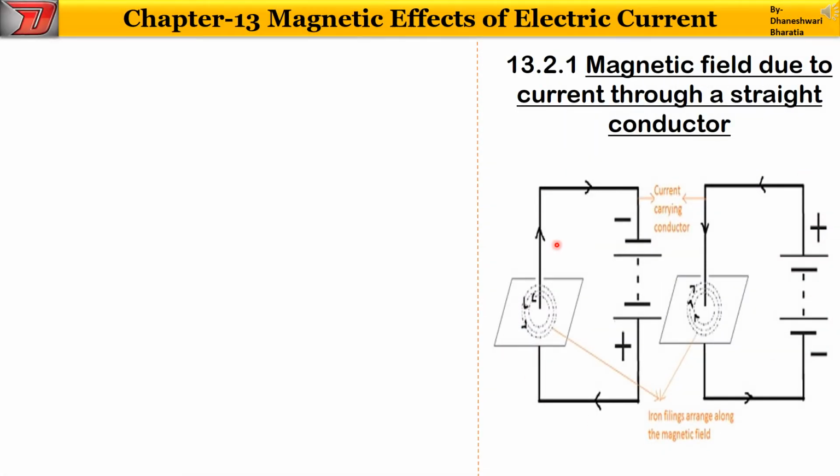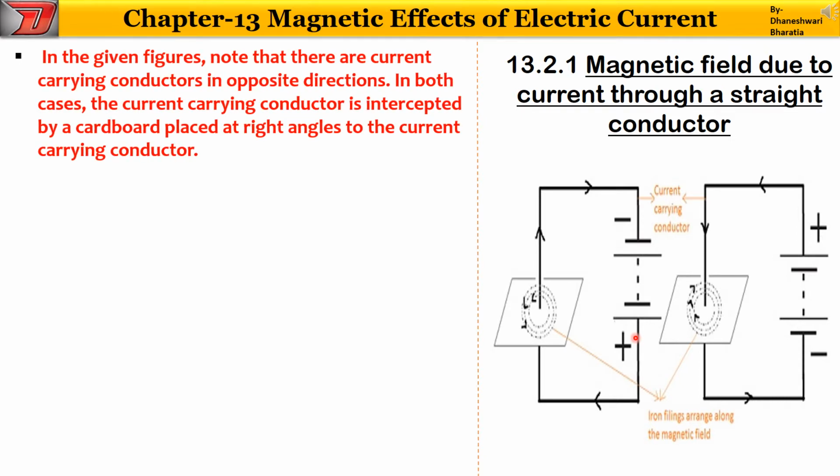Now let us recall what we did in the previous module once again. That is, we had done discussion about magnetic field due to the current through the straight conductor. Now both these diagrams are the same, but the only change is in their current. Okay? The direction of the current is different. Fine? So here in the given figures, there are current carrying conductors in the opposite directions.